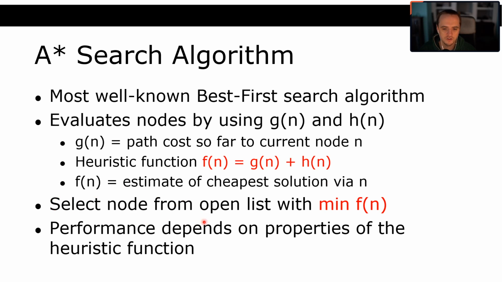So what we're going to do at every time step is we're going to select a node from an open list with a minimum value of f of n, and then we're going to expand that node and add the children of that node back to the open list.